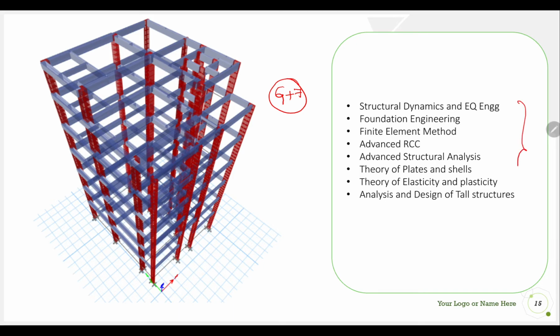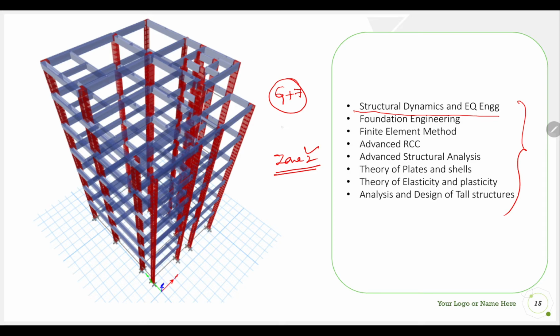So these are the different subjects we have. Just briefly, structural dynamics and earthquake engineering, if you are designing a building where an earthquake zone is there. Even if you come to Bangalore, the minimum zone we have is zone 2. Bangalore is the safest place as far as earthquake is concerned, as per the predictions.